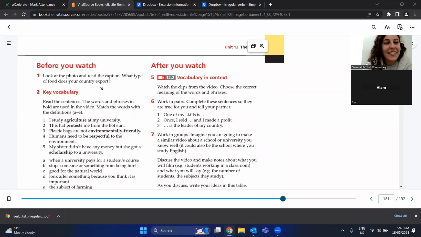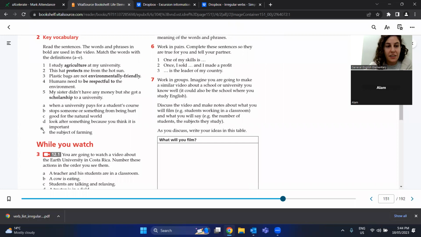Okay, so let's read these sentences and look at the meaning and match them with the definition, understanding the vocab from these sentences. Number 1, Chiago. So 2-1: I study agriculture at my university. What does agriculture mean?